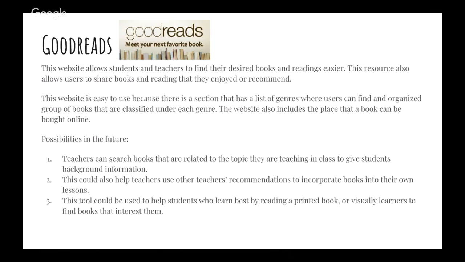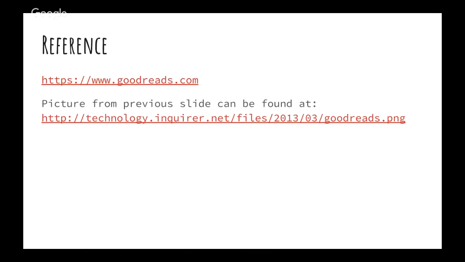Teachers can search books that are related to the topic they're teaching in class to give students background information. They can also find other teachers' recommendations to incorporate books into their own lessons. This tool could be used to help students who learn best by reading a printed book or visual learners to find books that interest them. This can be found at goodreads.com.